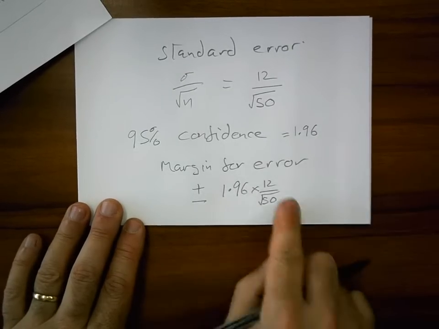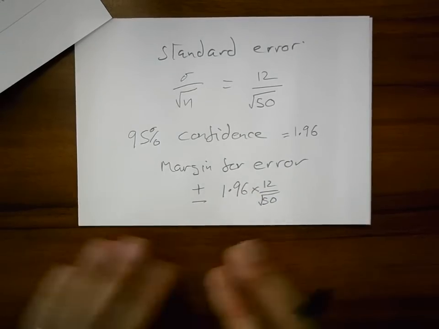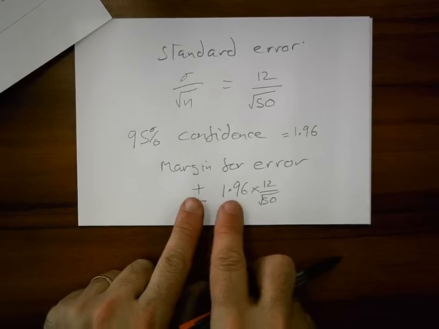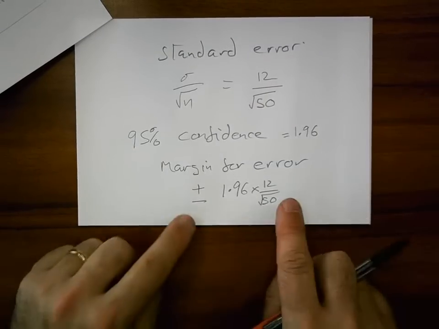Now we don't normally write down the margin of error. We normally write the whole confidence interval formula out, okay? But if you're asked what the margin of error is, that's the margin of error. If you've just been asked for the margin of error, that's what you've got.